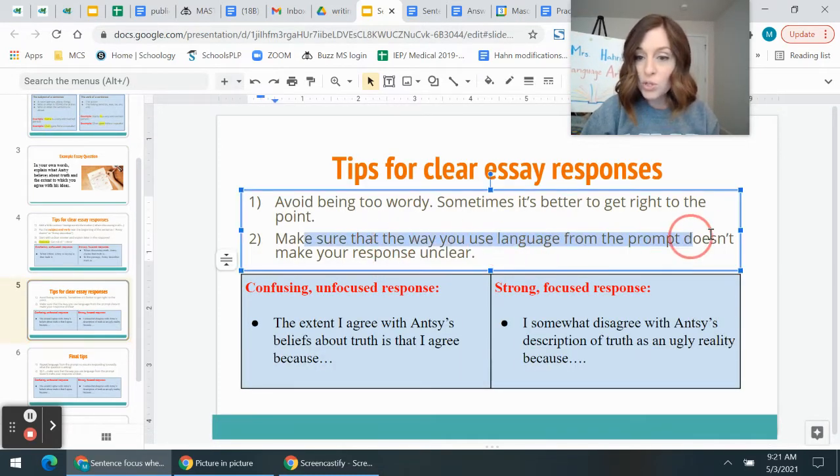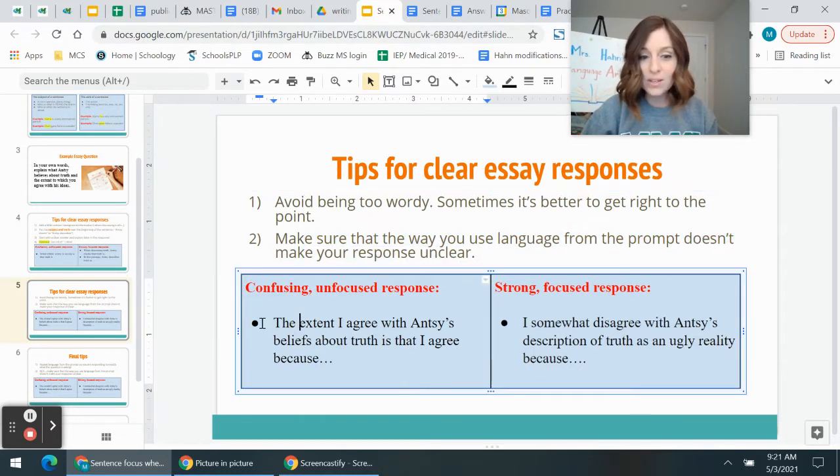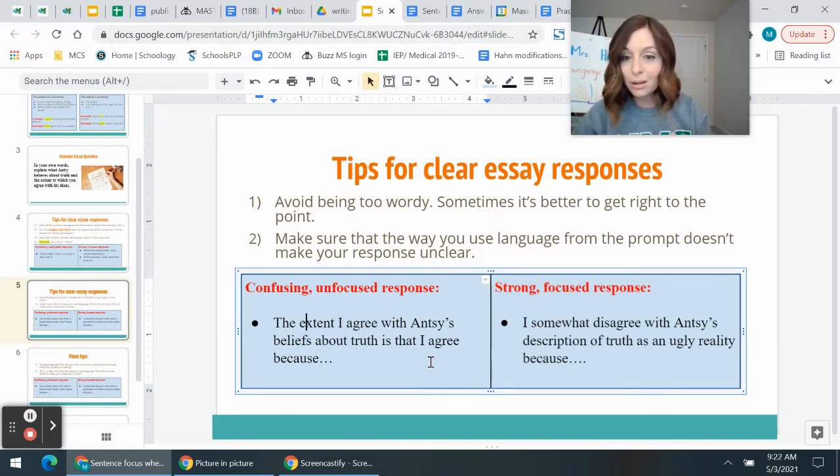So let's look back here. Make sure the way you use the language from the prompt doesn't make your response unclear. Let's look at this example here on the left. This is someone that tried really hard to use the exact language from the prompt, but it got a little bit unfocused. "The extent I agree with Antsy's belief about truth is that I agree because." Oh, okay. So again, my subject and verb aren't near the beginning of the sentence. "The extent I agree is that I agree because." That's a little jumbled in the way they're saying it. It's a little too wordy. It's a little unclear. So we can take that sentence and restructure it to be a little bit more clear.